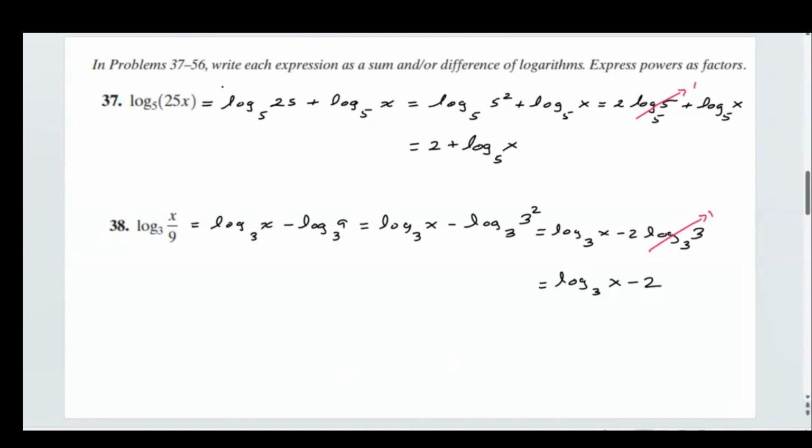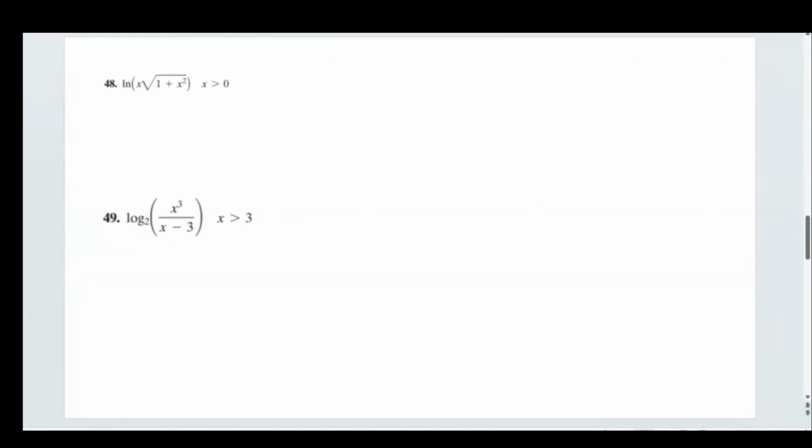With this same order of questions, write each expression as a sum or difference of logarithms and express powers as factors. Then we can go over these other two exercises. We have natural logarithm of x times the square root of 1 plus x squared, with x greater than 0. X greater than 0 basically gives us the domain of this expression, so we don't have to worry about it. We don't have to worry about this x greater than 3 because this is the domain of this other second expression.